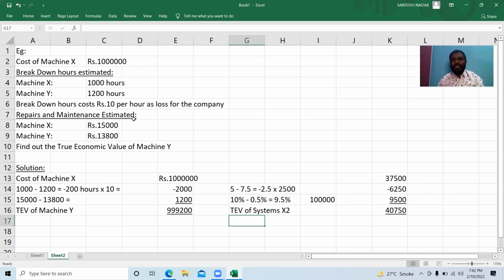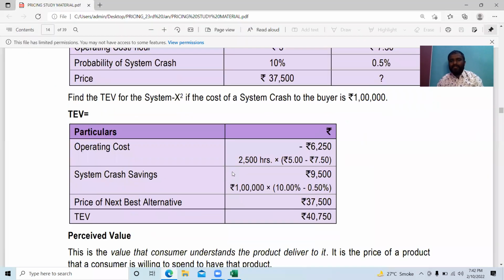So with the help of these two examples, I'm sure you'll be able to understand what exactly true economic value is. Just the steps need to be understood. You can present in a very simple manner. This is how we can present. The presentation may be different, but this is how the final answer is derived.